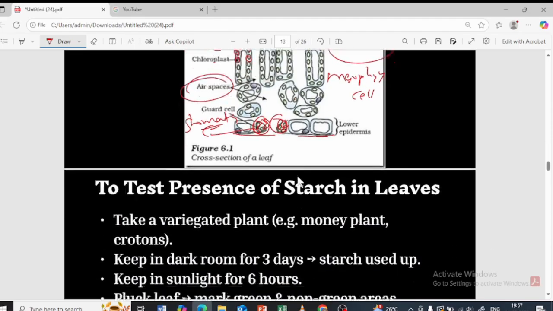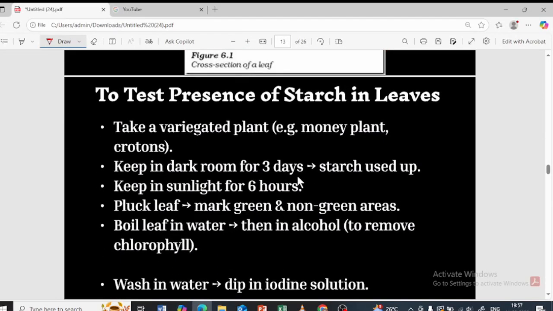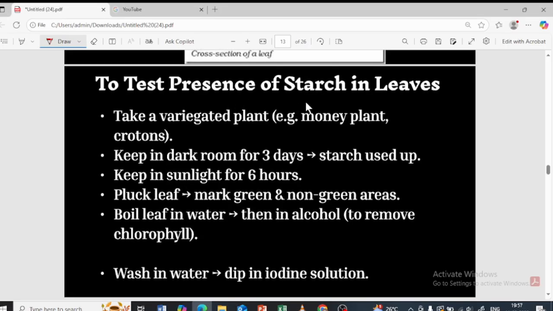Yes. Next is an activity to test for the presence of starch in the leaves. We are going to test whether the green pigment, the chlorophyll pigment, is necessary or not. We are going to learn that through this experiment. What we are going to do is take a variegated leaf, in the sense of a money plant or crotons, where different colors will be there. Here some yellow color, here green color.